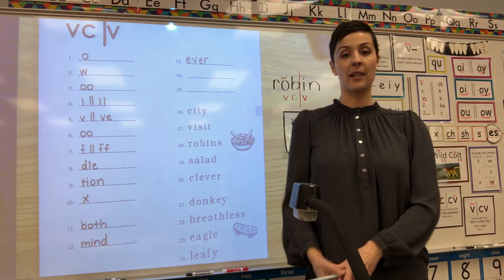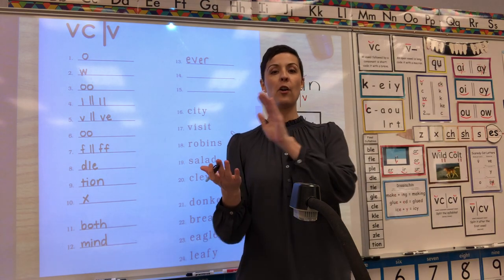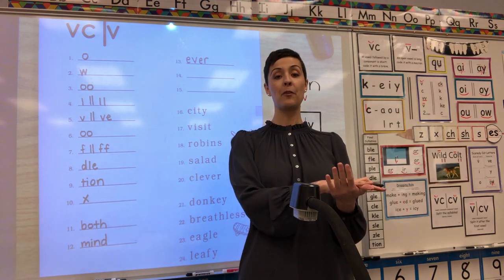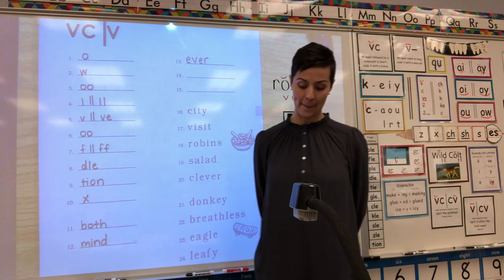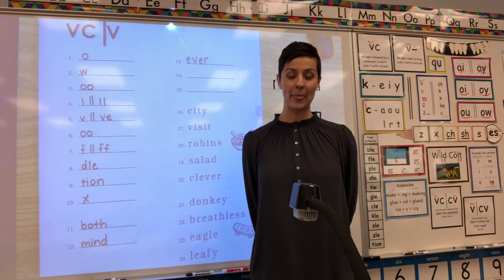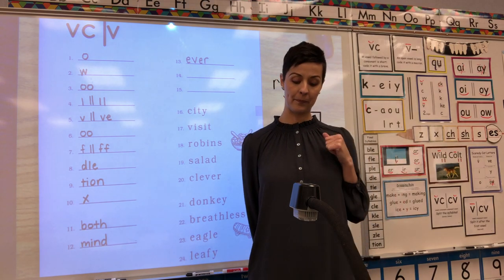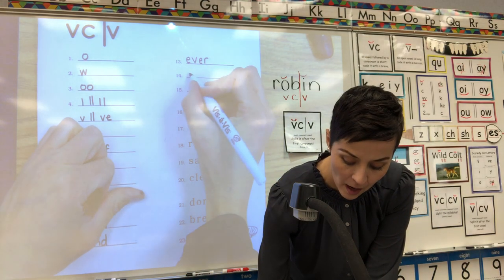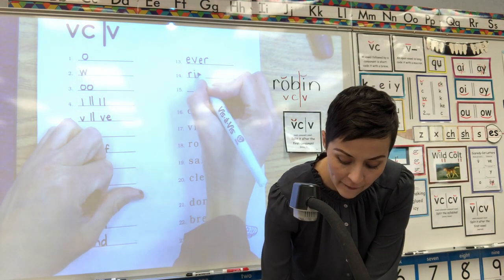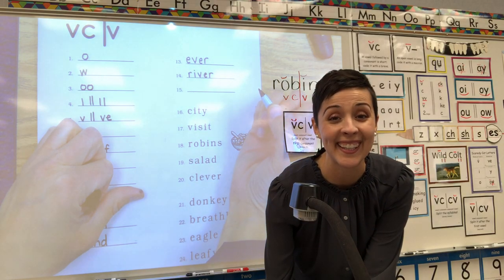Number 14, hands up, clap with me the word river. Ready? Riv-er. First syllable, riv. Make it say river, river. Tell me, how did you spell river? Ready? R-I-V-E-R. Ding, ding, ding. Nice job.